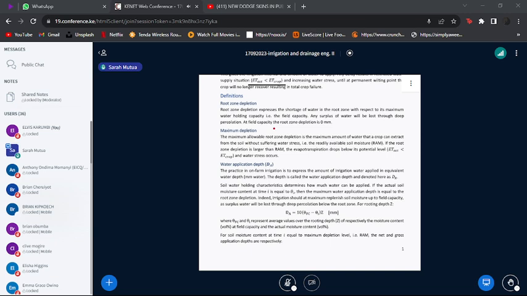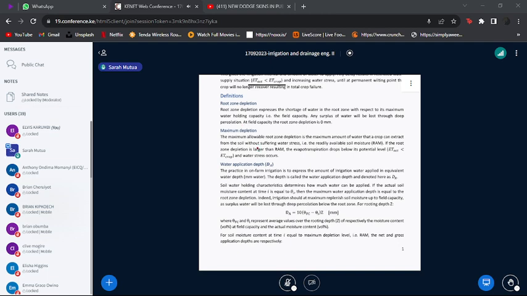So if, let's say, yesterday the field capacity was 30 volume percent, that is 30 millimeters of water, and today it is 14 millimeters of water. So when we're irrigating, we want to add 16 millimeters so that we can fill that. So the root zone depletion will be 16.